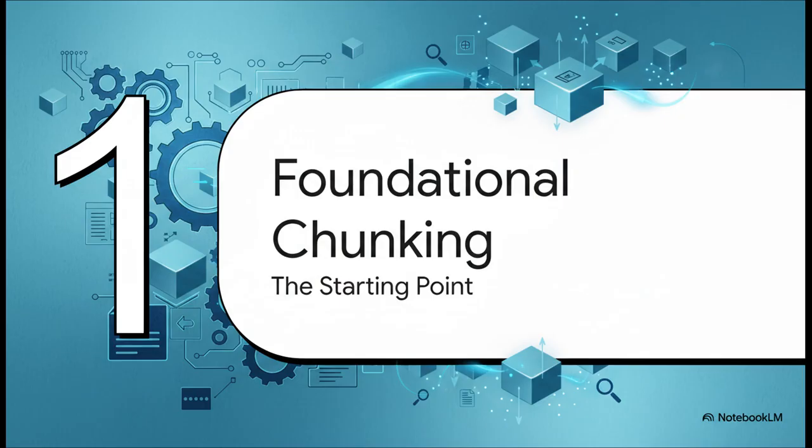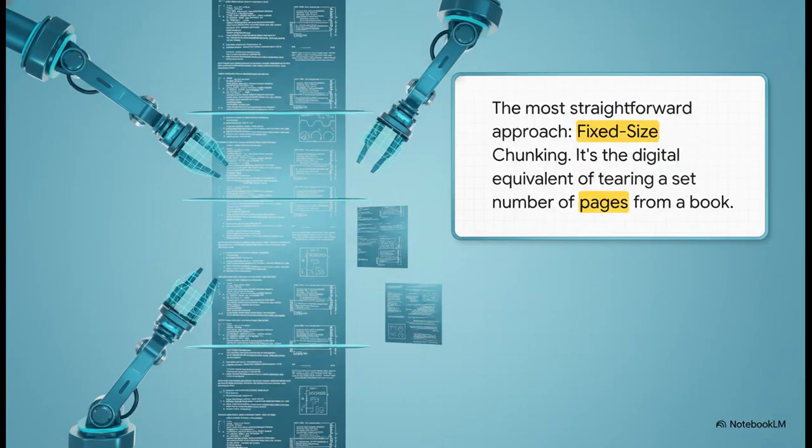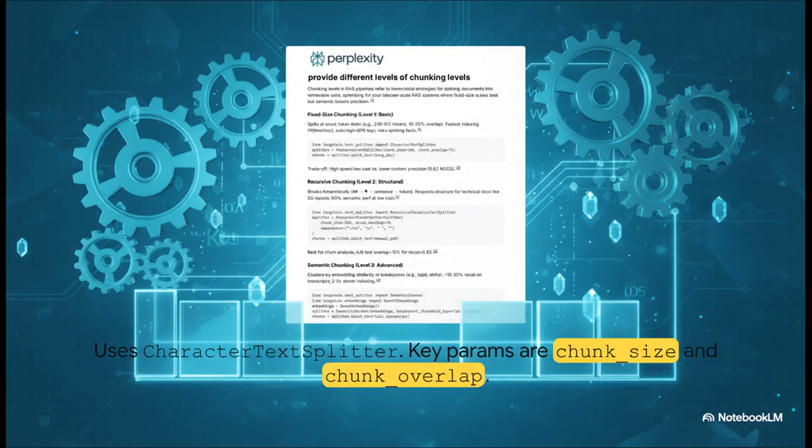All right, so let's start building our workflow. We'll kick things off with two foundational methods. Think of these as the absolute essentials, the building blocks you really need to know for almost any project. First up, we've got Level 1, Fixed Size Chunking. This is about as straightforward as it gets. You can literally think of it like tearing a set number of pages out of a book. It's a bit of a brute force method, but you'd be surprised how useful it can be in the right spots.